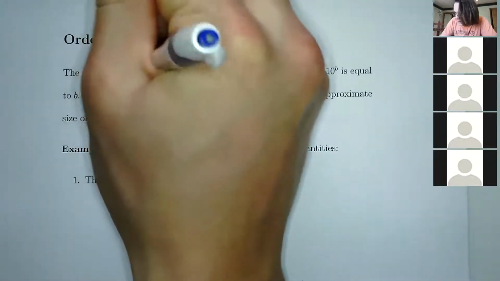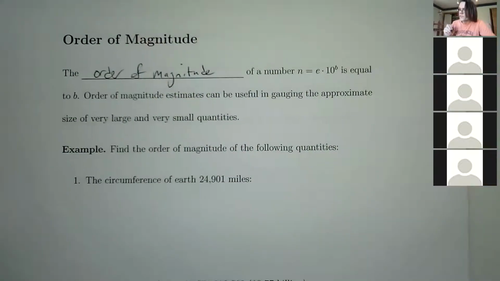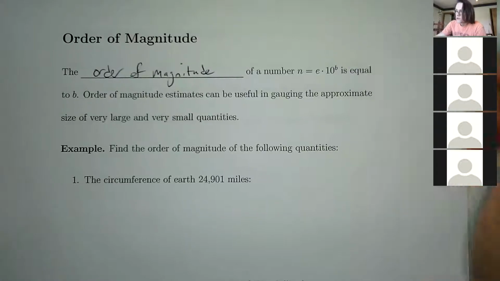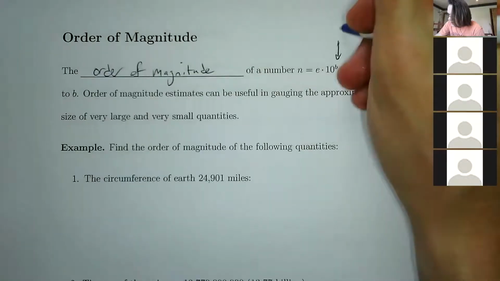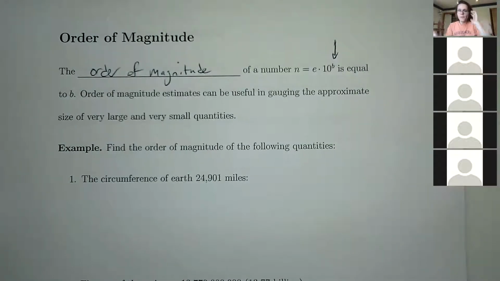All right, and this is what I've been talking about the entire time really. The order of magnitude of a number n, basically of a number in scientific notation, is equal to that b there. So the power of 10 that your number has in scientific notation is called the order of magnitude. And just like I was talking about, it's used to compare numbers that are huge or really small.